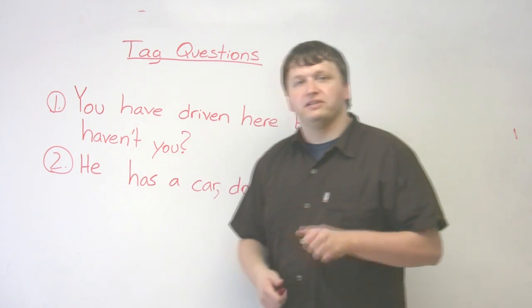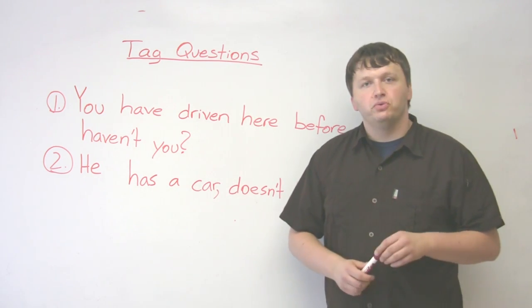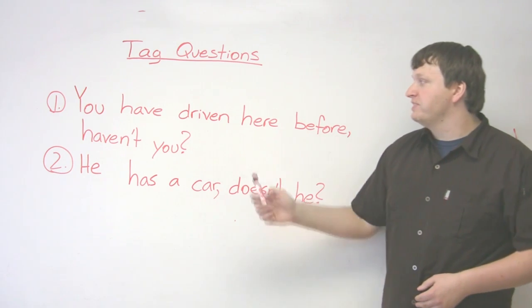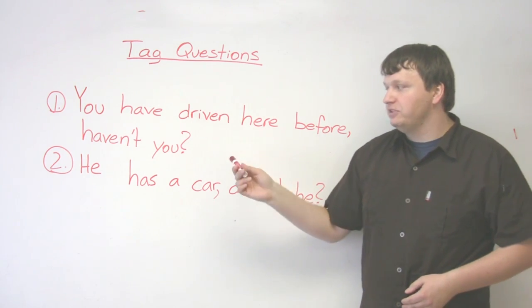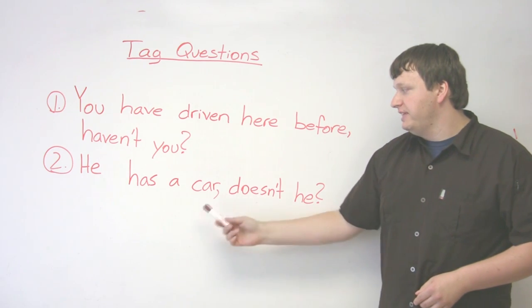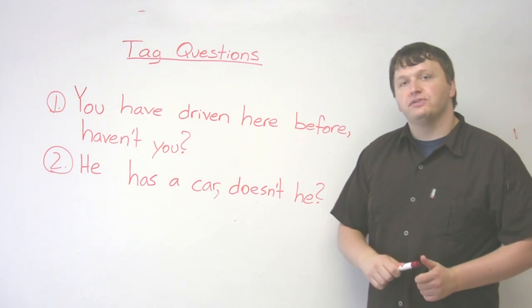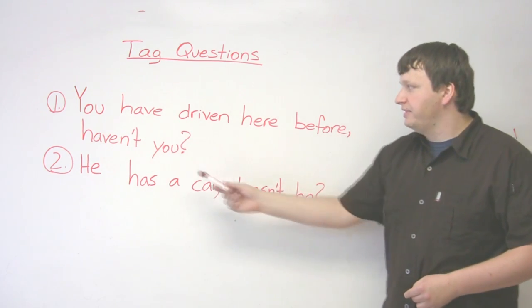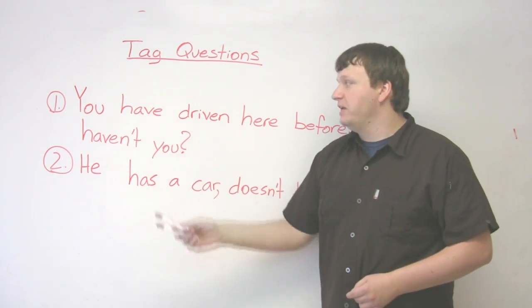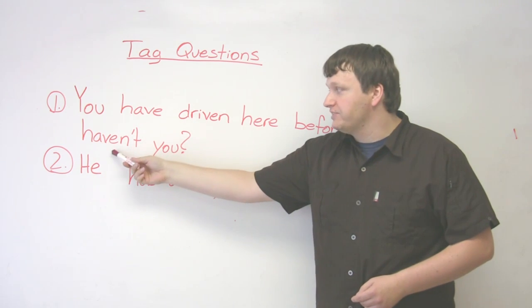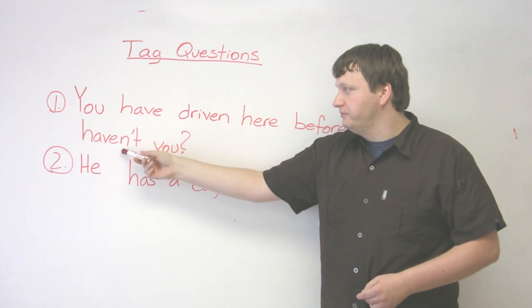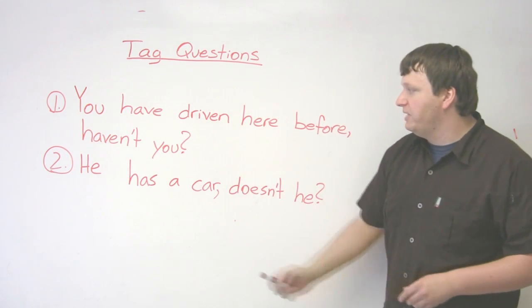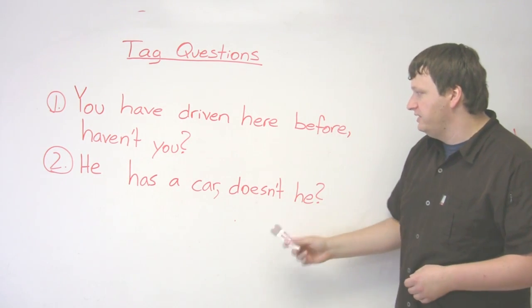Okay, so let's look at one more rule that involves the verbs do and have. So you'll notice I have two sentences up here. The first one says, you have driven here before, haven't you? The second one says, he has a car, doesn't he? So you might be thinking, okay, this one has have, it ends with haven't you, right? So you have the affirmative, meaning the tag has to be negative, the negative form of the verb, which is have, haven't, makes sense. Here you have, he has a car, doesn't he?